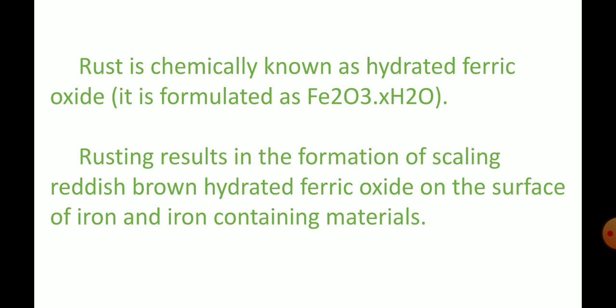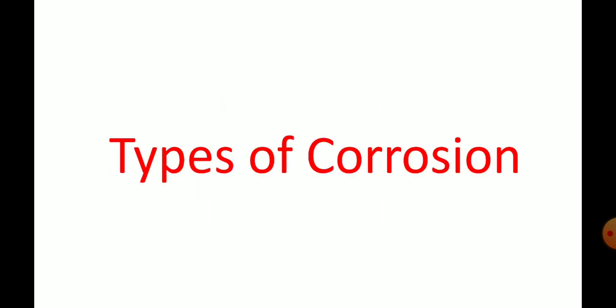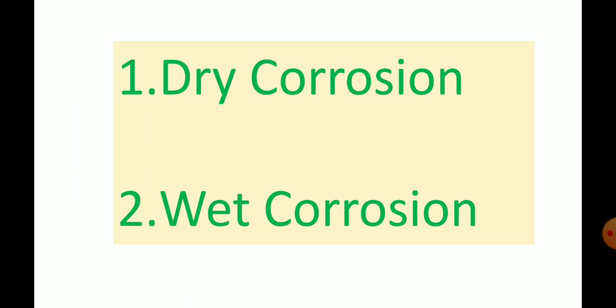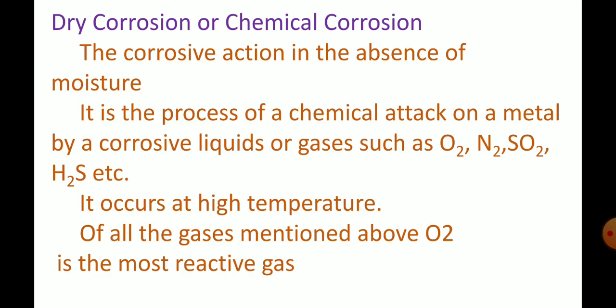For corrosion. Then come here, we are going to learn about the types of corrosion. Students, we have two types of corrosion: number one is dry corrosion and number two is wet corrosion. So what are the types of corrosion? Dry corrosion and wet corrosion. Let us see them one by one. First, let us see about dry corrosion. It can also be called chemical corrosion. Let us see point by point.